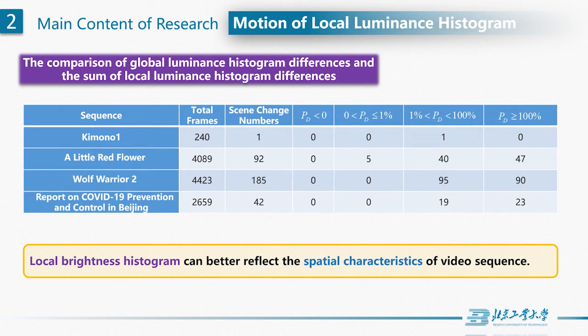From the comparison of global luminance histogram differences and the sum of local luminance histogram differences, we can see that the sum of local luminance histogram differences is always larger than the global histogram differences, and the difference is large, which better reflects the special characteristics of videos. So, the local brightness histogram can better reflect the special characteristics of the video sequence.